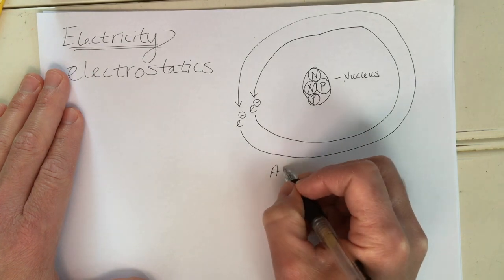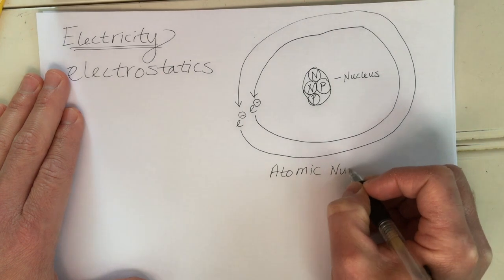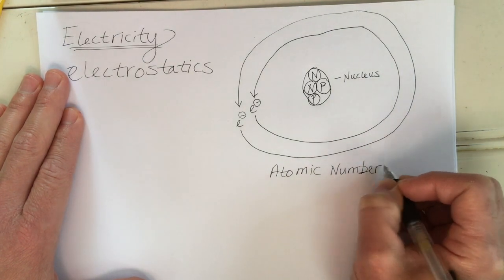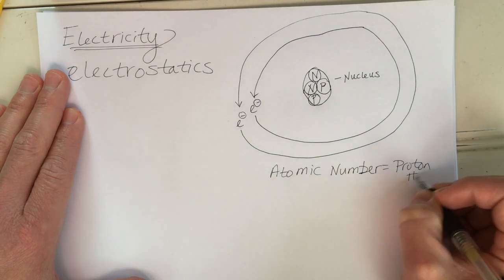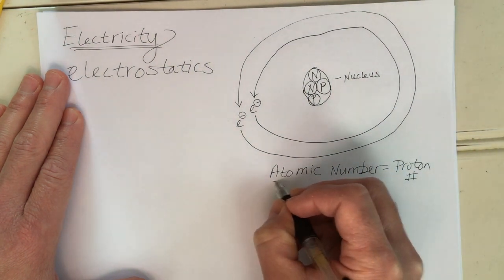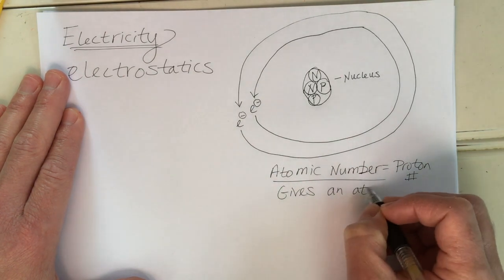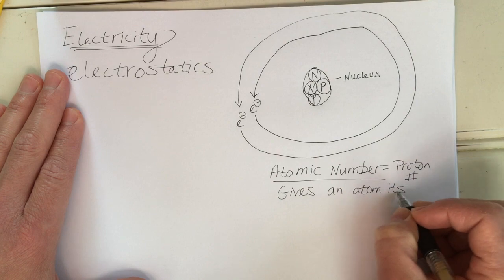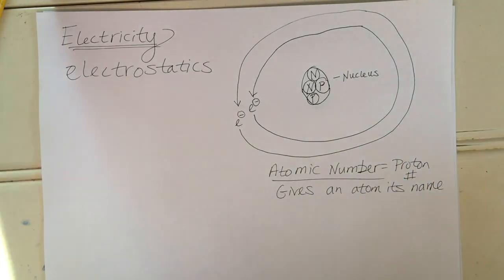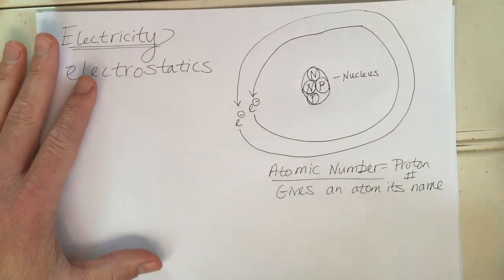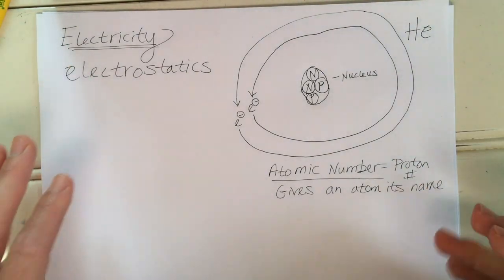And that comes from the atomic number. So the atomic number is equal to the proton number. And this gives an atom its name. And so two protons, does anybody remember what that is? Hopefully you do. It's helium. He is the chemical symbol for helium.